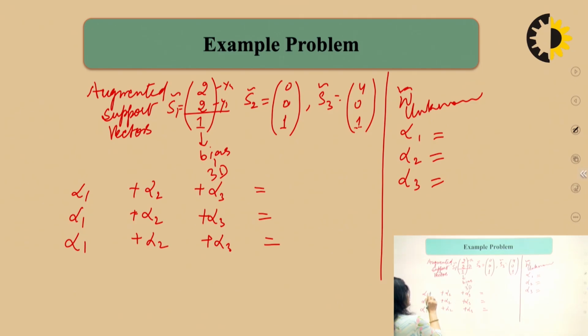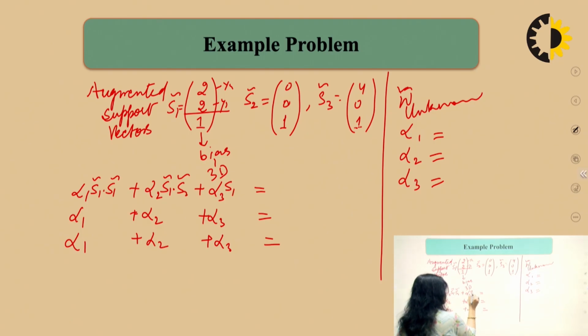And I'm assuming that for the first equation, I need to find out the dot product of support vector 1, that is S1, with every other support vector. So we are finding out S1 dot product with S1, then similarly S1, S2, then the dot product of S1 with S3. In a similar way, we proceed for the other 2 equations.